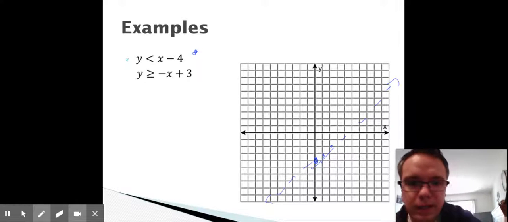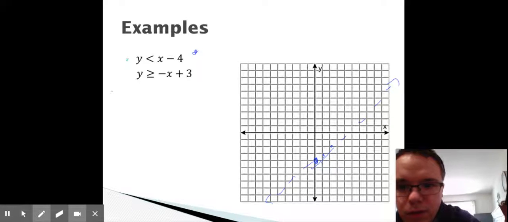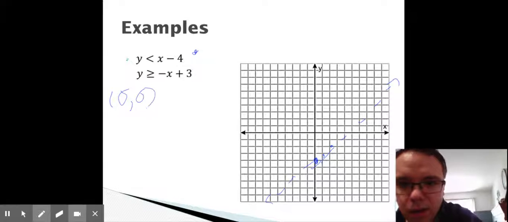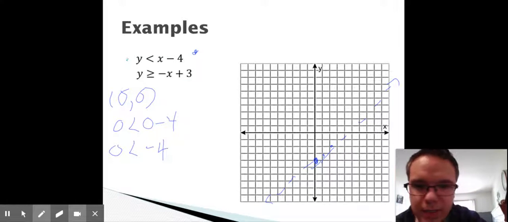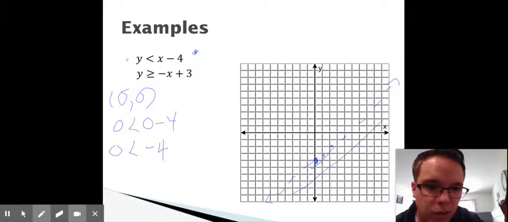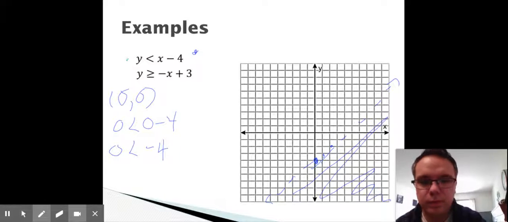All right, and then when I test my point 0, 0, I'm going to get 0 is less than 0 minus 4, and is 0 less than negative 4? No, it's not, so I'm going to shade away from 0, 0.